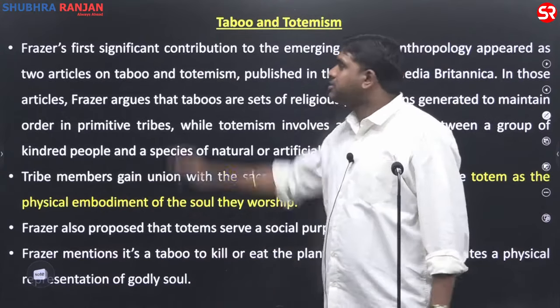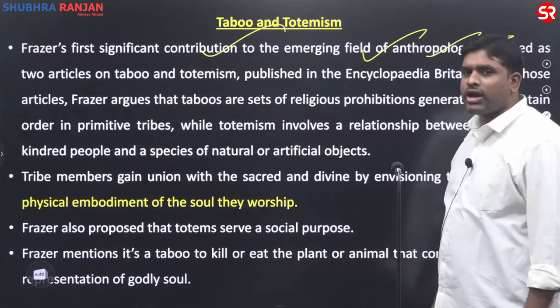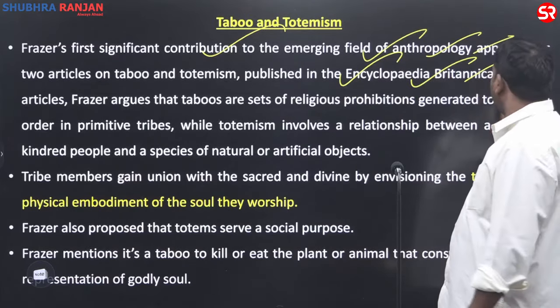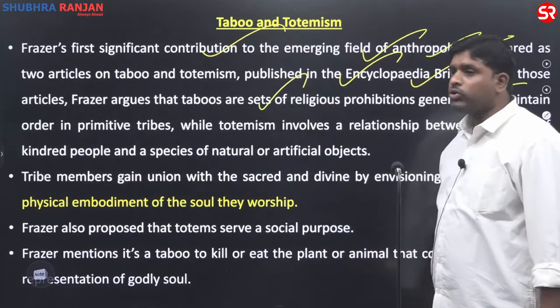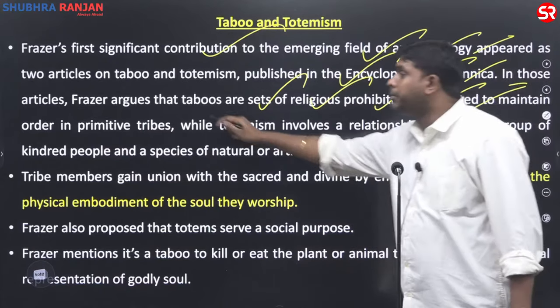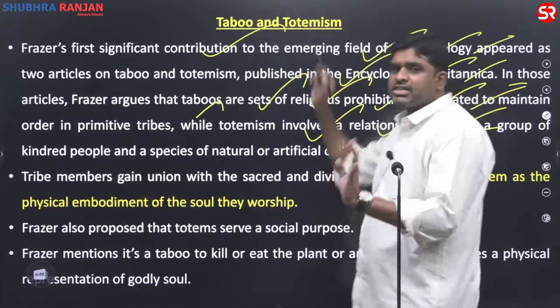Taboo. Frazer's first significant contribution to the emerging field of anthropology appeared as two articles on taboo and totemism, published in Encyclopaedia Britannica. In those articles, Frazer argued that taboos are sets of religious prohibitions generated to maintain order in primitive tribes. Totemism involves a relationship between a group of kindred. So he discussed taboo and totem.